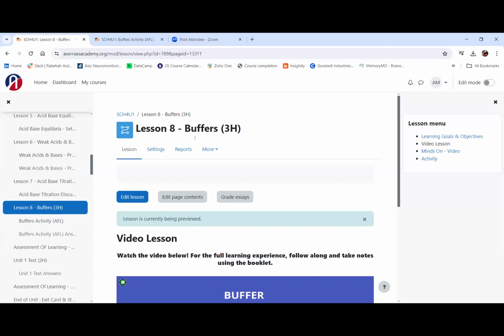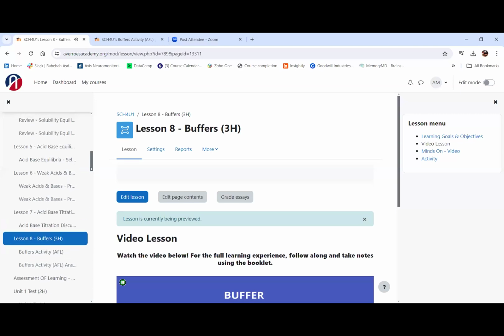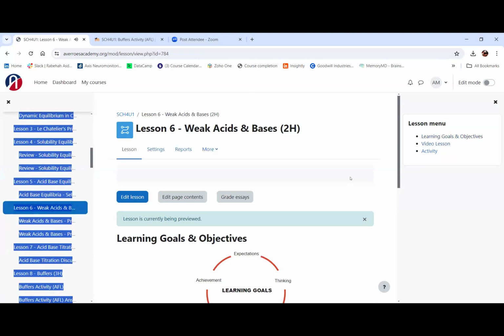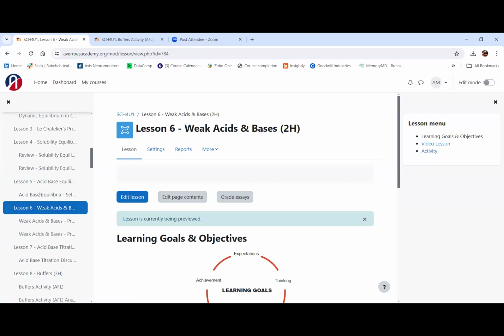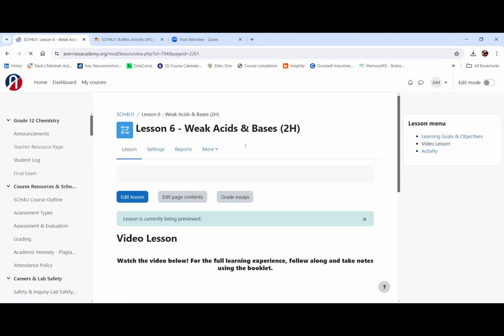Okay, Hala, I'm going to start with weak acid or weak base now, because I feel like we need to finish listening to this first, and then we can go over the bases.